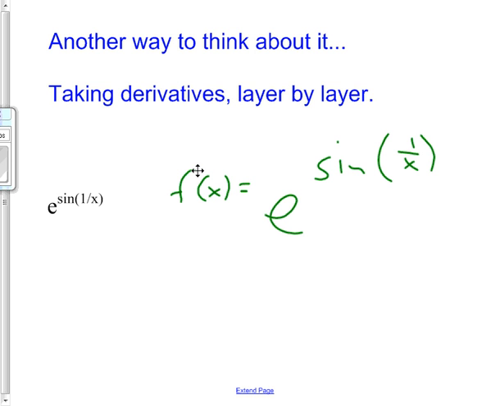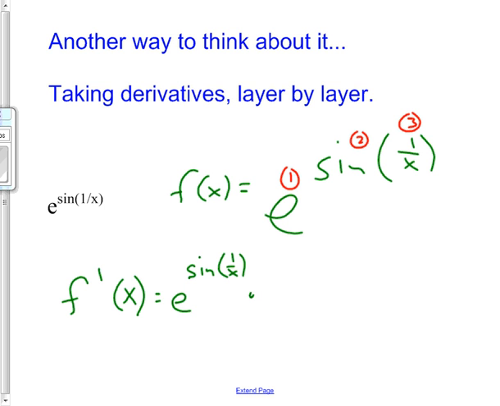So the outermost function is e to the x. The next function is sine. And then the innermost function is 1 over x. So the way that we find the derivative is we take the derivative of the outermost function. So the derivative of e to the x is e to the, and then whatever's left over. And so we just did the first one. And now we look at the second one. So we've got sine of 1 over x. So the derivative of sine is cosine of whatever's on the inside.